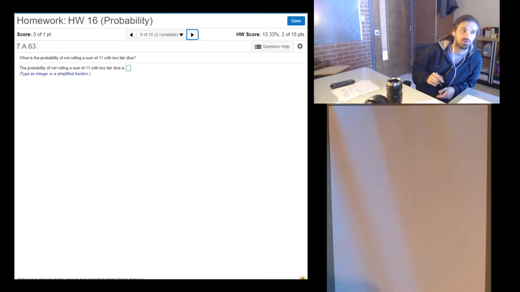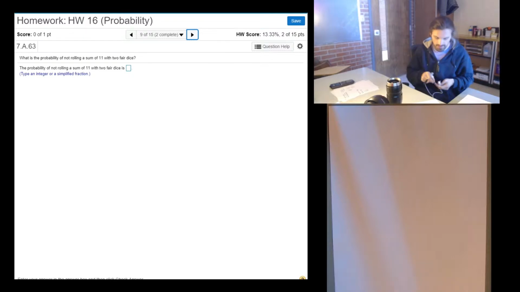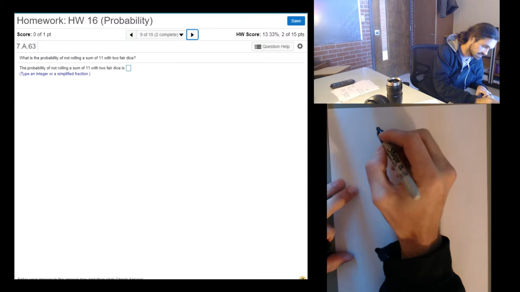All right, so a little bit more on homework 16. What is the probability of not rolling a sum of 11 with two fair die? Okay, so first things first, recognize what a fair die is if you haven't seen it before.